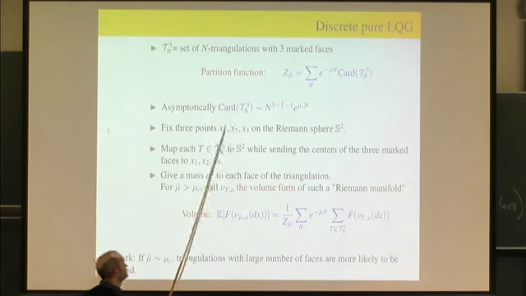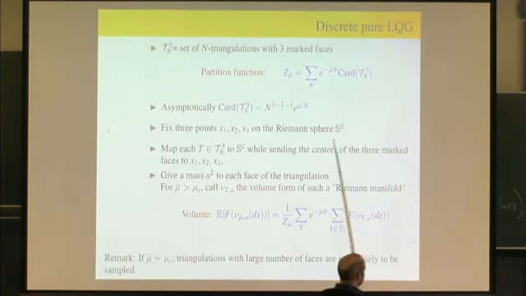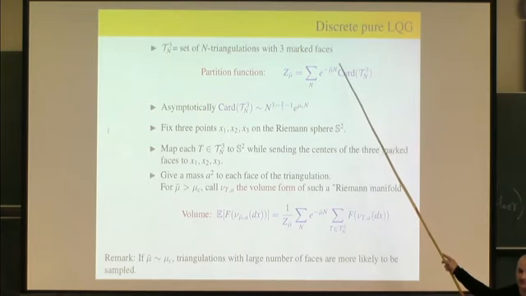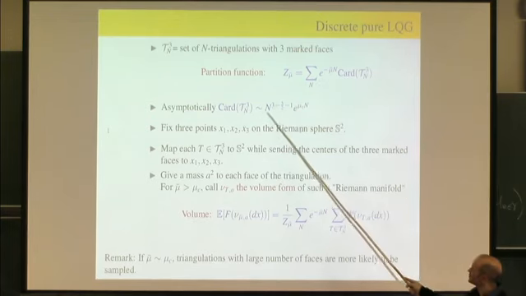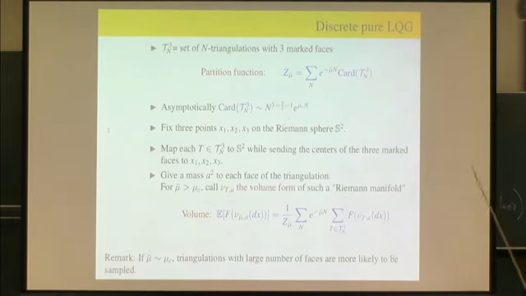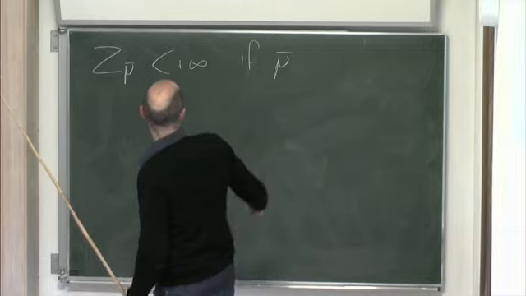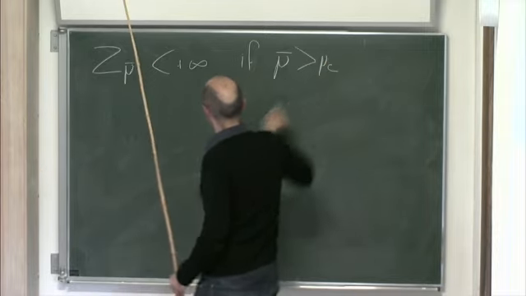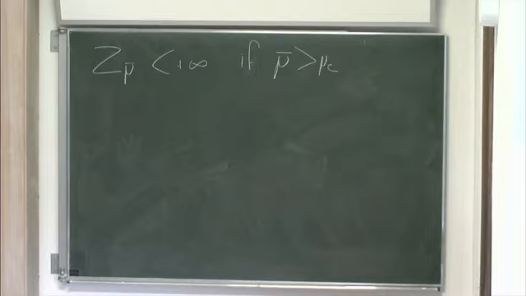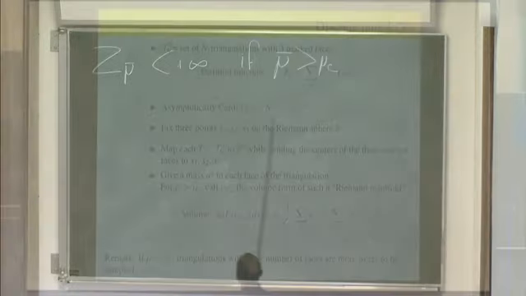The polynomial correction will be very important for me, because if you want to sample a triangulation according to this partition function, you have to make sure that this series is finite. So if you have this asymptotic behavior, you see that this partition function is finite, provided that mu bar is bigger than mu c. So if this series is finite, you can sample a triangulation according to this partition function.